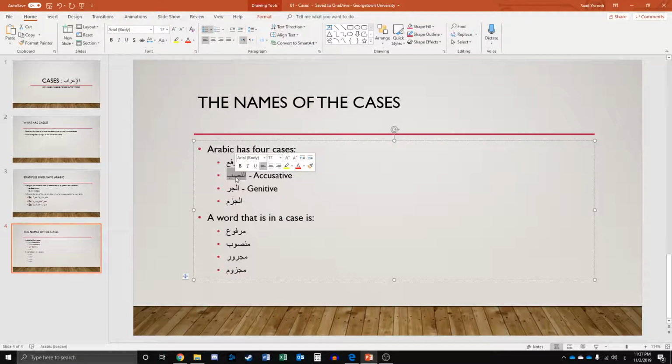Mansub is a word in the nasb state. So rafa' marfu', nasb mansub. A word that's in the nasb state is a mansub word. Again, al-jar is the name of the state. Majrur مجرور is the name of the word that's in that state. So the last one is الجزم مجزوم.